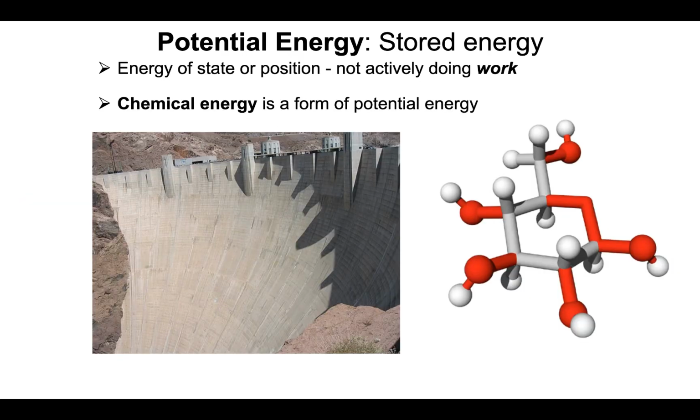Now, there are two types of energy. The first is potential energy. It's the energy of position, like water behind a dam. It's not doing anything yet. There's a ton of energy there, but it's not doing anything yet. For the purposes of this class, chemical energy is the energy inherent in the bonds of complex molecules such as glucose. That energy isn't doing anything yet, but we can break down the bonds that hold those atoms together, releasing energy and then using that to do work.